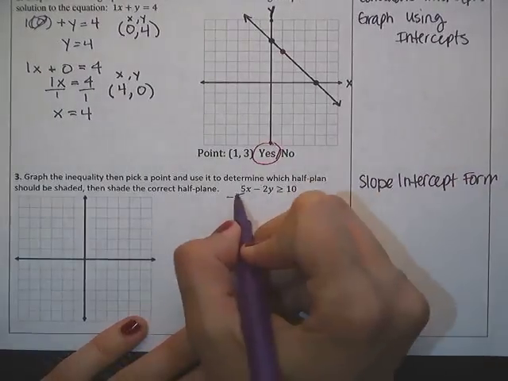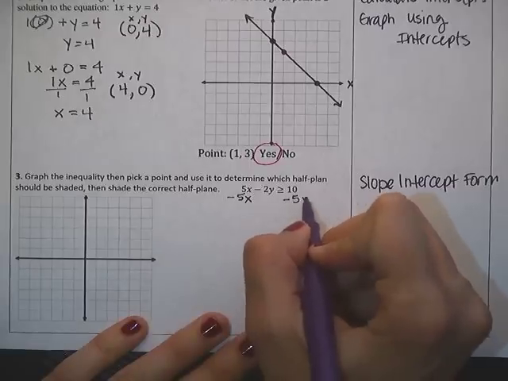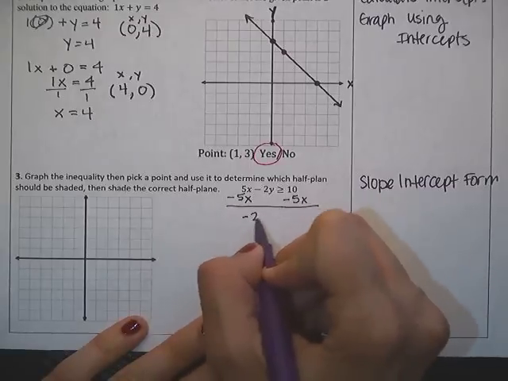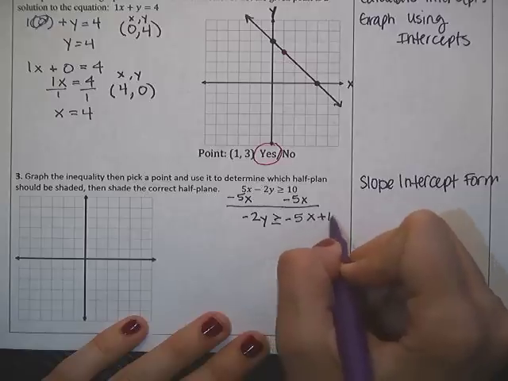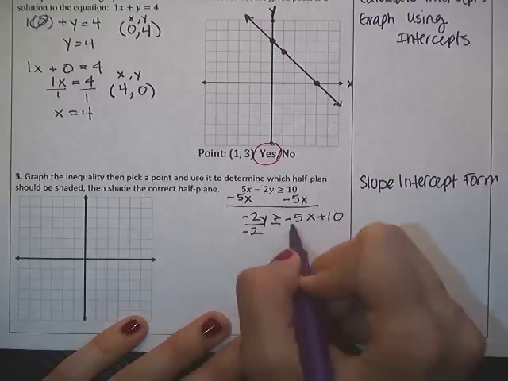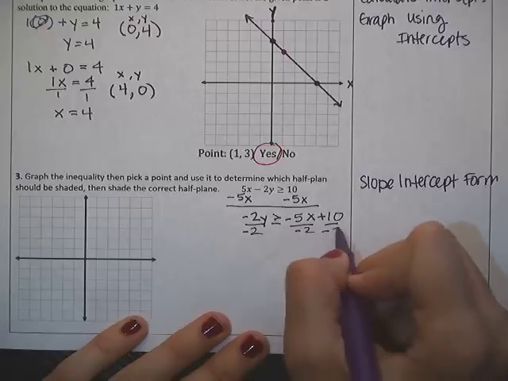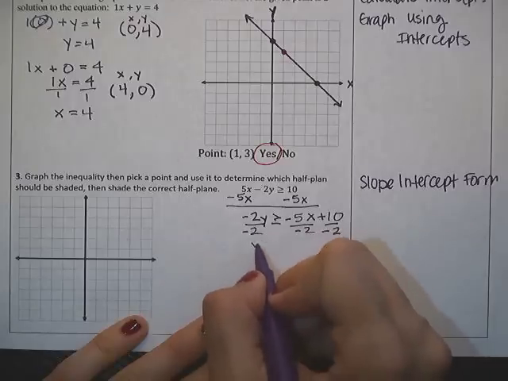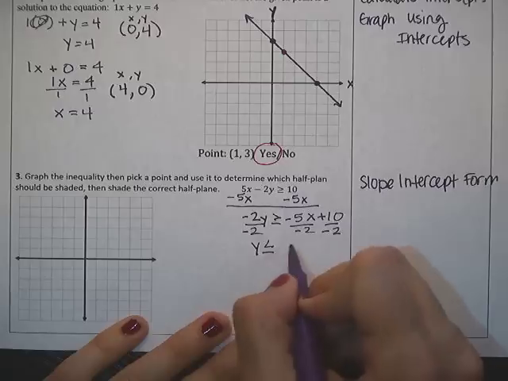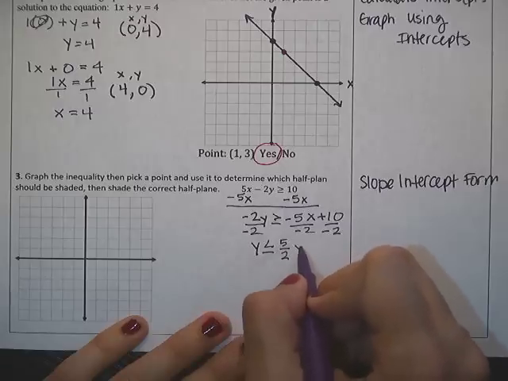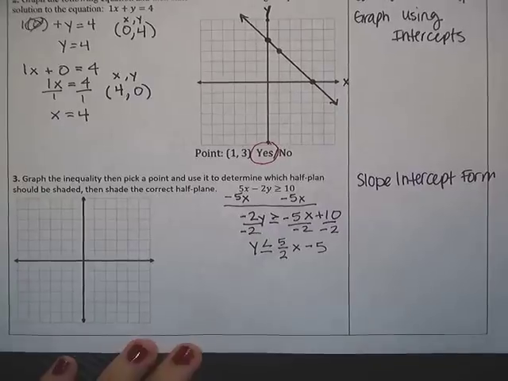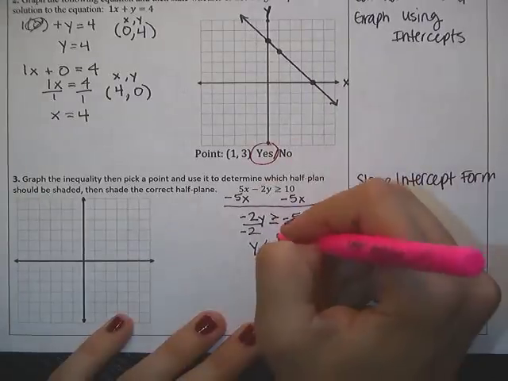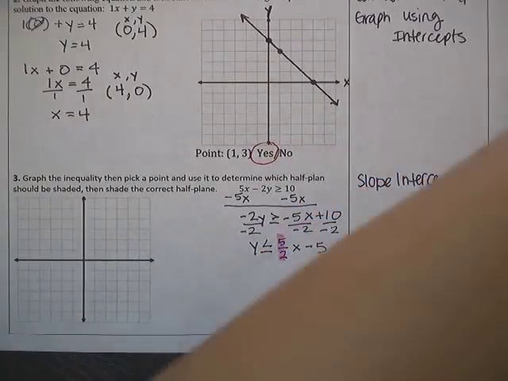So we're going to subtract 5x from both sides, and we get negative 2y is greater than or equal to negative 5x plus 10. Divide everything by negative 2. And when you divide by a negative and you're dealing with inequalities, you have to flip the symbol. If you forget to do that, it will be wrong. Okay? So here we're going to identify our slope and our y-intercept.